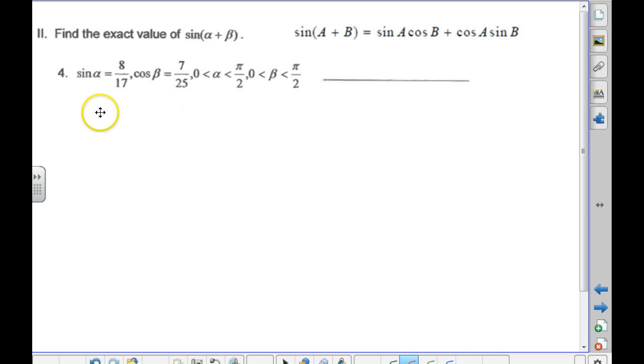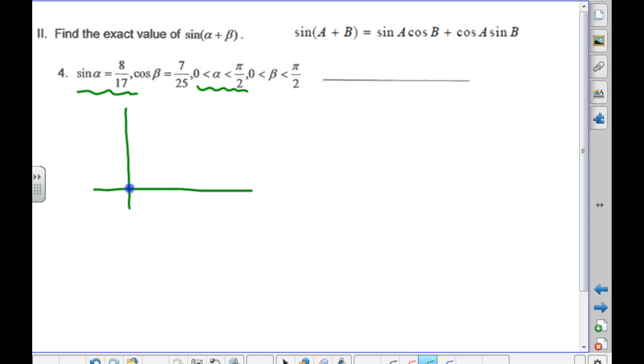All right, number 4. I think of this as a word problem. Okay, this is kind of a story problem. The story is just very trig related, okay? It says the sine of little angle alpha is 8/17, and little angle alpha lives between 0 and pi/2. So where on our coordinate plane is little angle alpha living? What quadrant? Between 0 and pi/2, or 0 and 90, is quadrant 1.